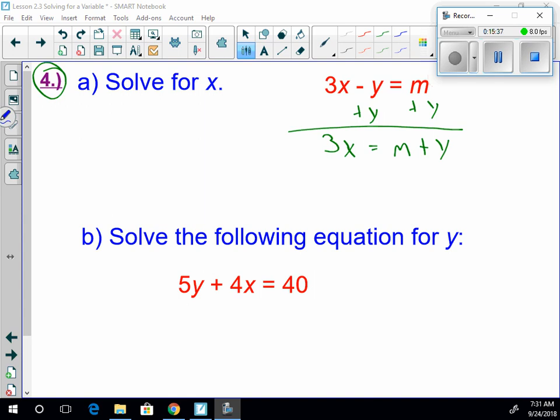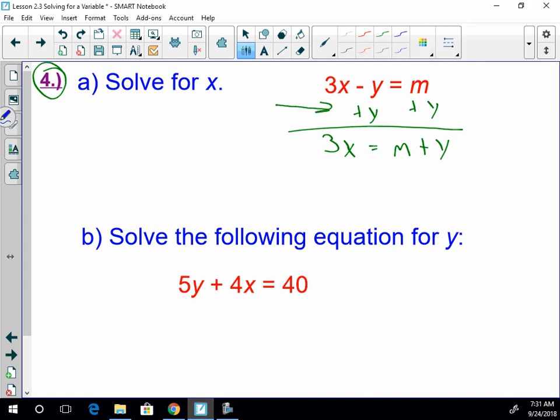All right, in this problem, at this point, you should have easily recognized, yeah, I've got to subtract, or add rather, y to both sides. And then you should have recognized, well, clearly I can't add m plus y, so you just write down what you're supposed to do. I wanted to talk specifically about what to do with this one.